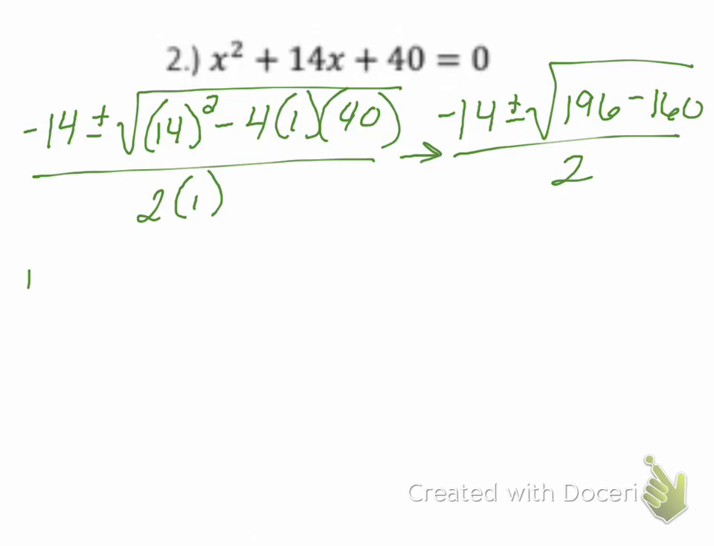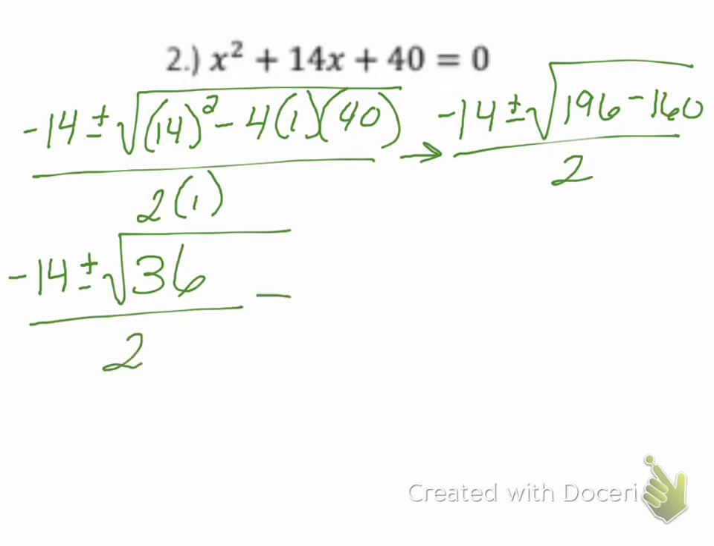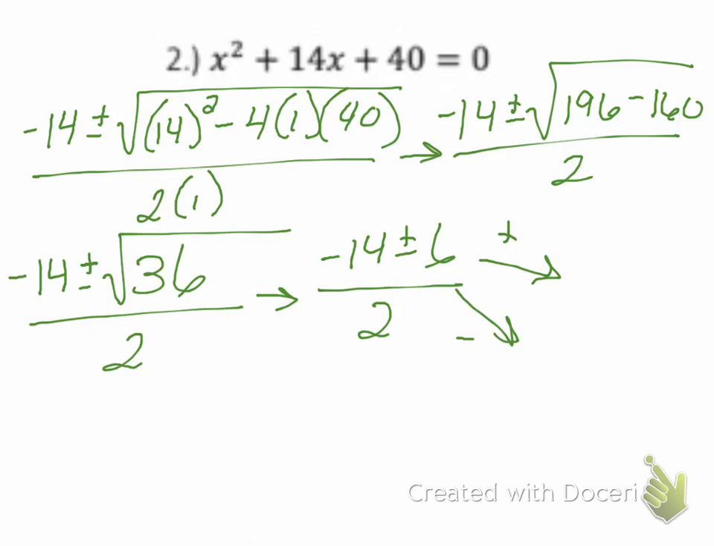And then I will write, let's see, how to do that. So I'll do negative 14 plus or minus the square root of 196 minus 160. That's going to give me 36, all divided by 2. I know that the square root of 36 is 6. And then here's where I branch off into 2 different directions, where I'm adding and where I'm subtracting. So negative 14 plus 6 would be negative 8 divided by 2, which is negative 4. And then I'll subtract. Negative 14 minus 6 is negative 20. Divided by 2 is negative 10.